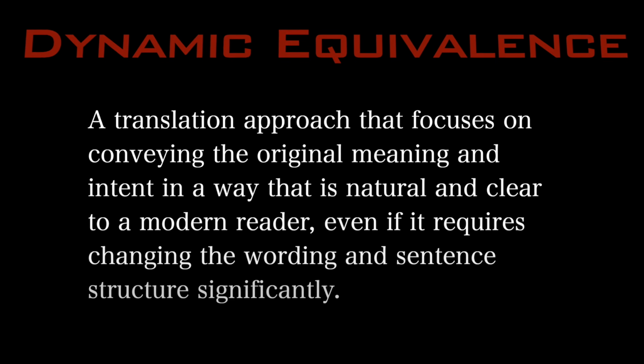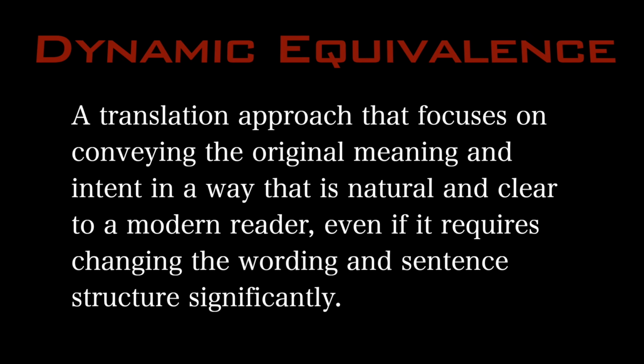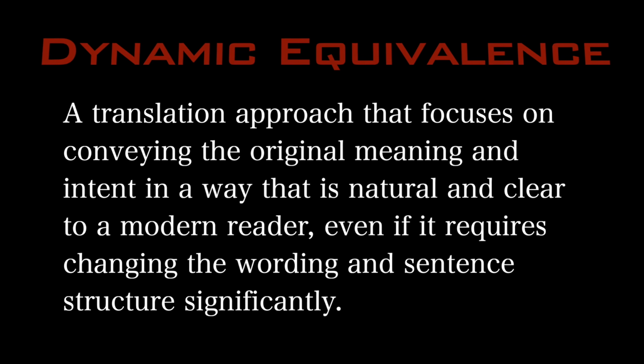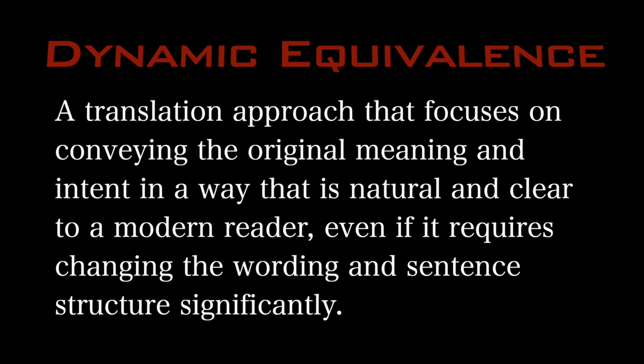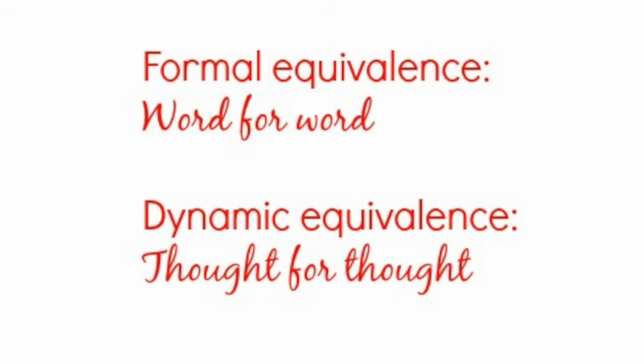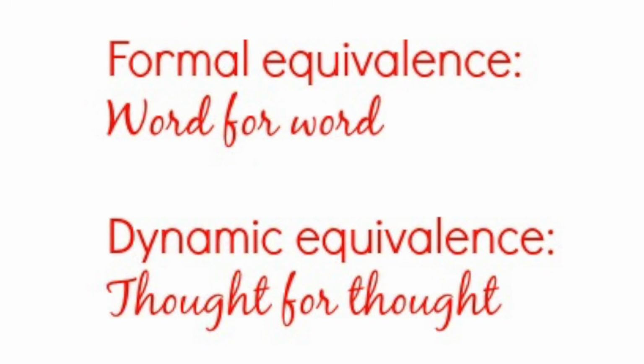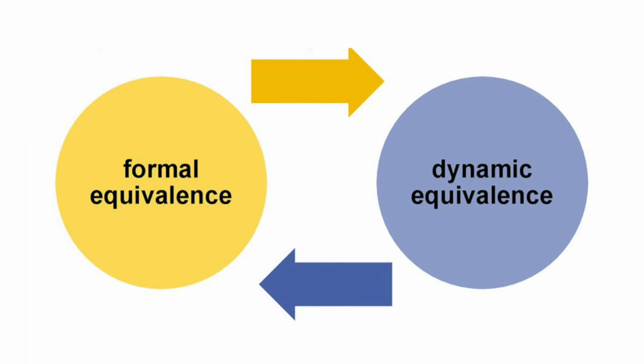Dynamic equivalence is an approach that focuses on conveying the original meaning and intent of a text in a way that's more natural and clear to a modern reader, even if it requires changing the wording and sentence structure. This has proven to be helpful most of the time, but this kind of liberty can be misused. Now I'm going to keep this short and simple. Formal is more word for word, and dynamic is more thought for thought. Anything beyond that becomes paraphrase, and when building theology, you must stay away from paraphrases.